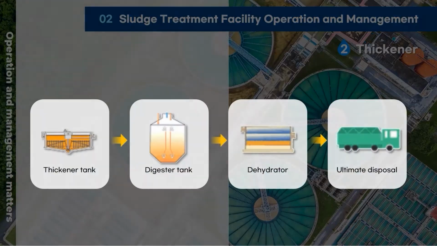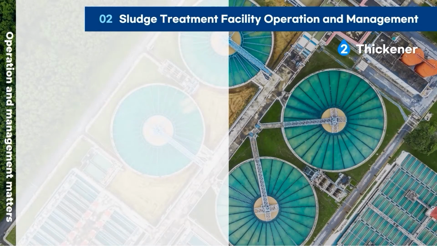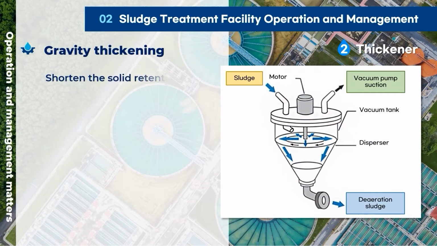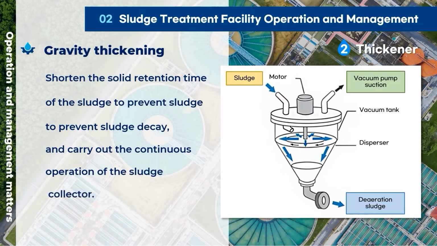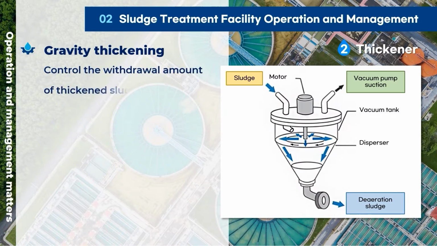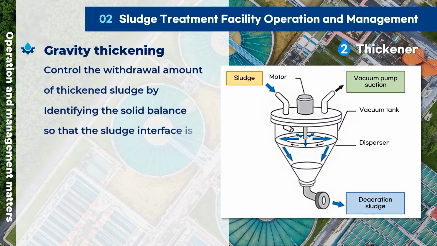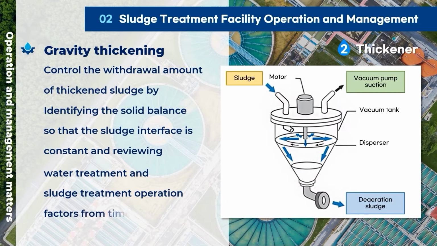Secondly, concentration basins are divided into gravity concentration and mechanical concentration. In gravity concentration, the solid transit time is made sure to keep sludge from decomposing, and an arm sludge collector must be continuously operated. To produce an even sludge-liquid interface, solids balance must be evaluated, and sludge treatment factors must be constantly monitored to appropriately adjust sludge draw amount.